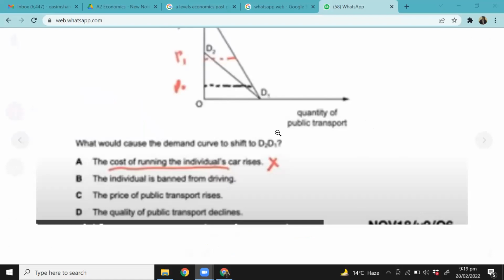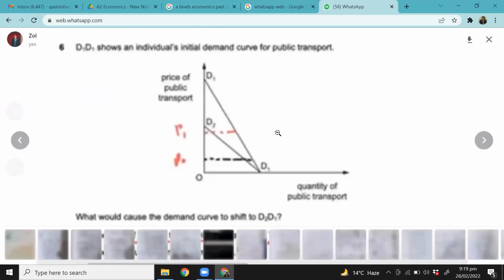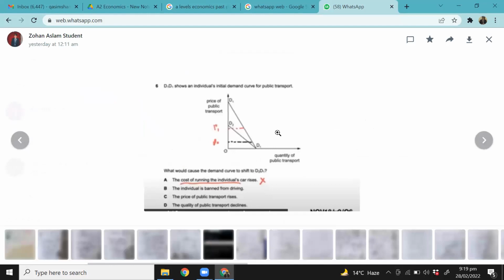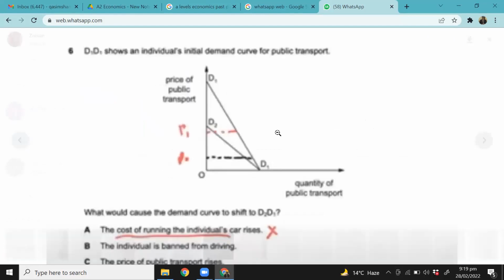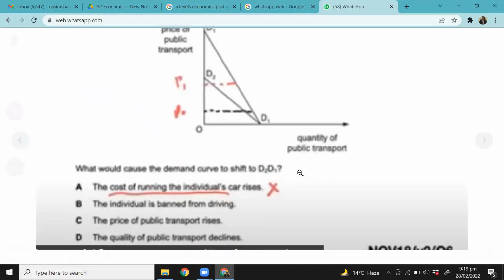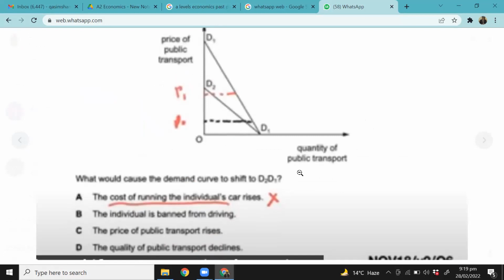Now, knowing that the demand curve has decreased, what should be the correct answer? Students, Khadija and Kizan, are you following me or not? Knowing that the demand curve has decreased, can you tell me what the answer should be? Let me read the options for you if you can't read them clearly. The cost of running an individual's car increases. The cost of running an individual's car rises and the individual is banned from driving. The price of public transport rises. The quality of public transport decreases.